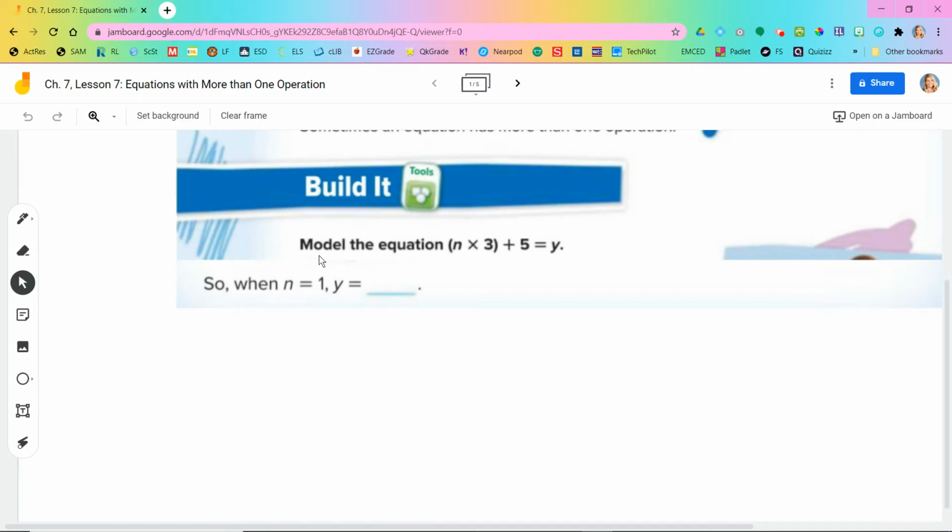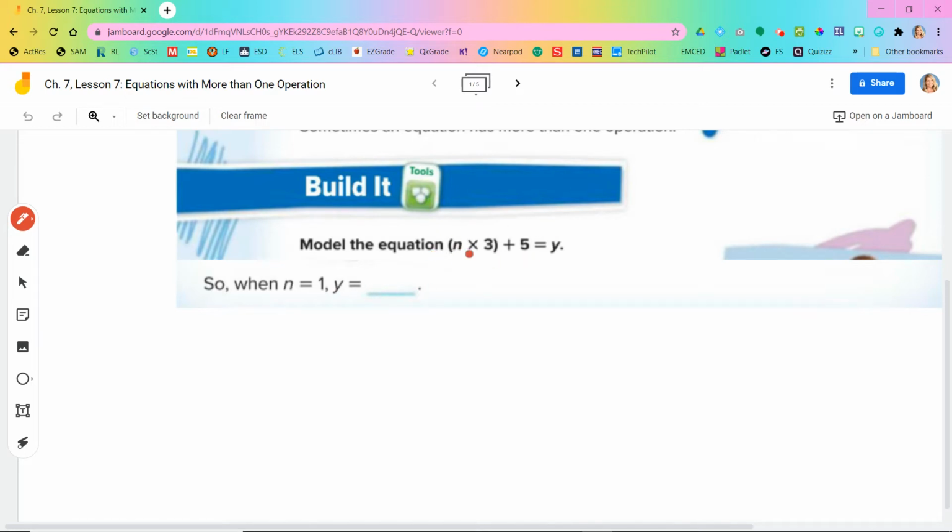All right, so I have this equation and it has two variables. I can't solve for two variables unless I know what one of them is equal to, and that's what they do. They tell us what one of these variables is equal to. So it tells us that when n is equal to 1, what does y equal?